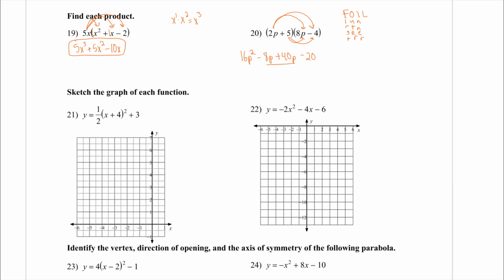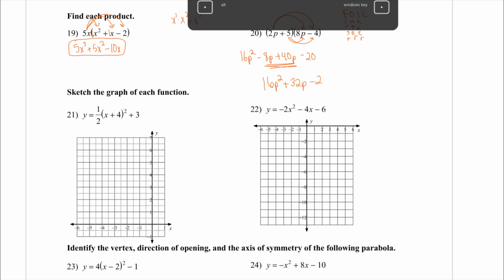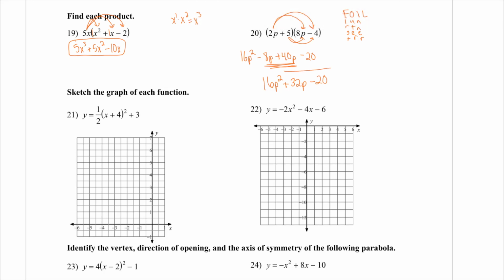Typically what happens with FOIL, not every time, but a lot of the time, there's middle terms that are like terms that we need to add together. So we have to finish this by saying, what is negative 8p plus 40p, which is positive 32p. We'll just keep that in the middle so that it is still like terms, and that's our answer.